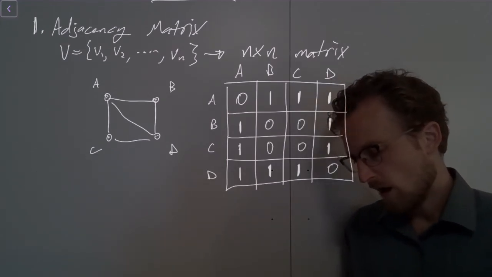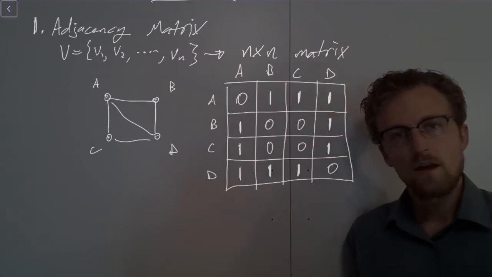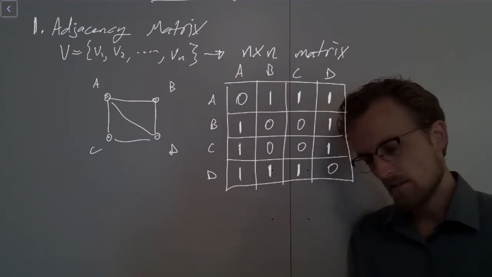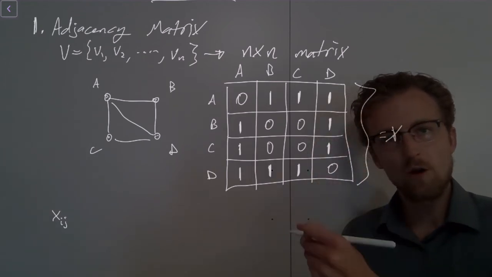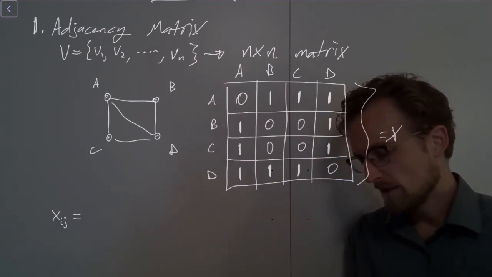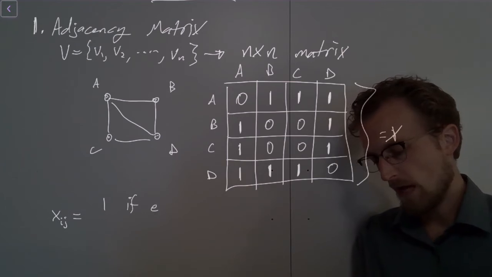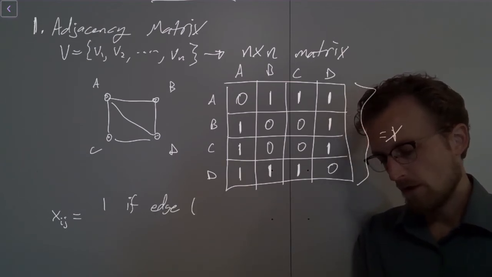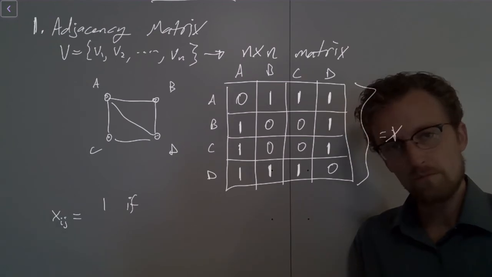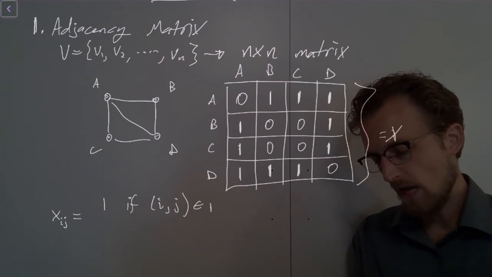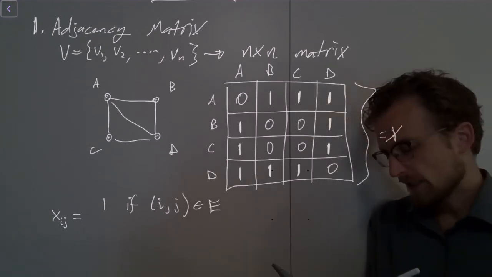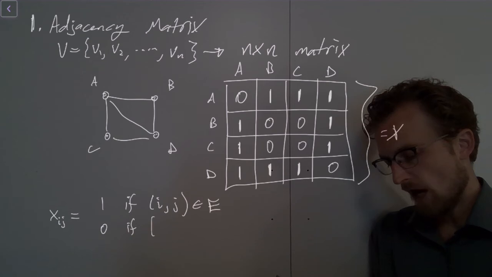Right, so if I write the adjacency matrix as X, so let me just call this X. Then I would say Xij, the ith row and jth column, is 1 if edge ij is in the edge set, and it's a 0 if edge ij is not in the edge set. I'll write it totally formally.